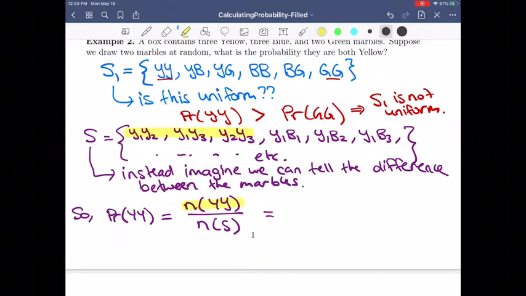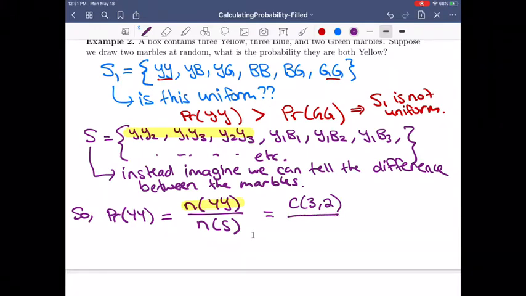Now we didn't fill in all the things in the sample space, but we can use our counting to figure this out. So why is yellow, yellow 3? Because there's 3 yellows and we want to pick 2 of them. So it's 3 choose 2 ways. Now for the sample space, there's 8 marbles in total and they're all different and we want to pick 2 of them. So it's going to be 8 choose 2 on the bottom. So the sample space has 8 choose 2 different outcomes.